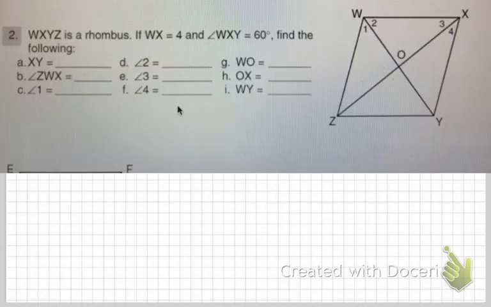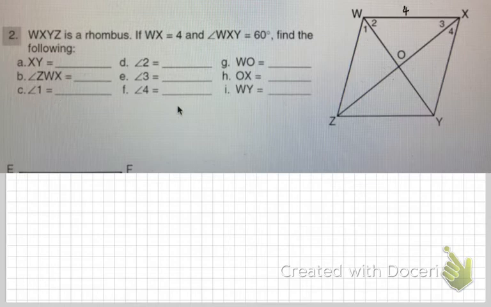So let's go ahead and look at this diagram. Go ahead and pause this if you need to. Copy this down. I wasn't able to make the outline for this today. So it says WXYZ is a rhombus. They're telling us that WX is 4. Just go ahead and label that as being 4.